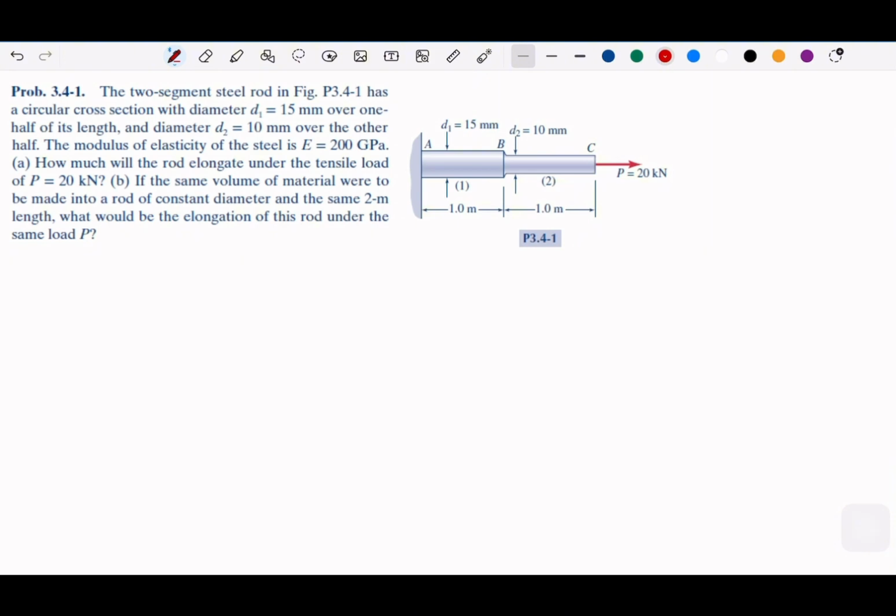So we have a two-segment steel rod. It has circular cross sections with different diameter. We have two elements, element 1 and 2, and we have E, the modulus of elasticity. The question has two parts. The first is the total elongation under the tensile load of 20 kilonewton. And the second question: if the same volume were to be made into a rod of constant diameter and the same 2 meter length, what will be the elongation?